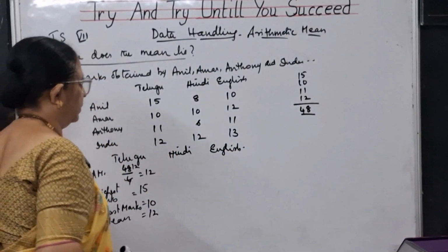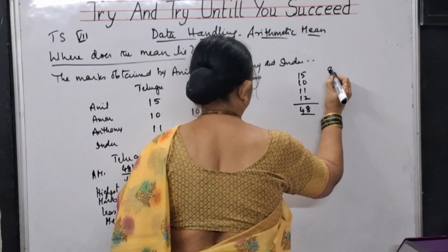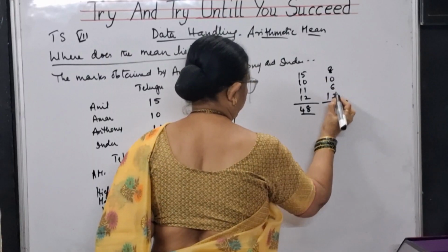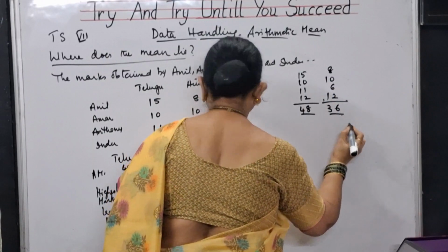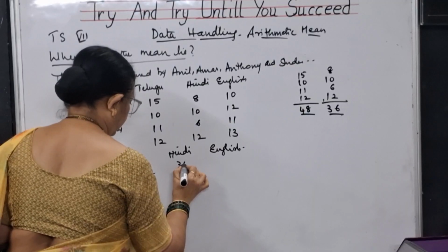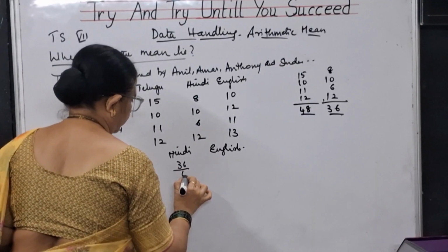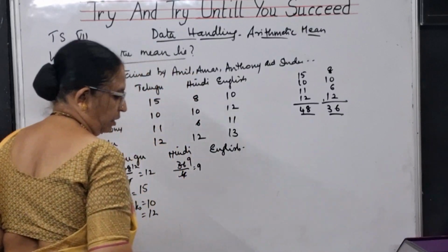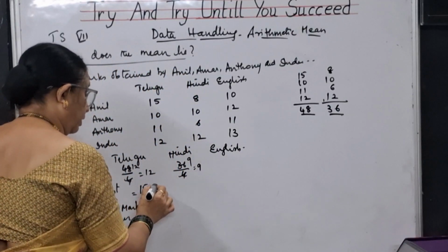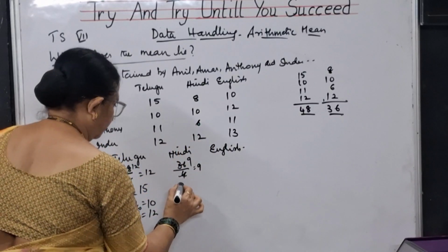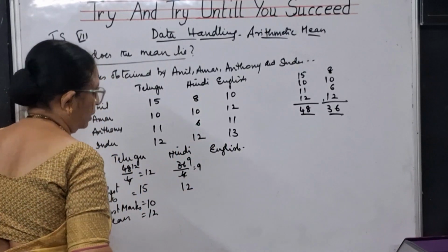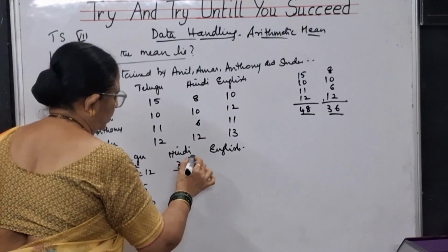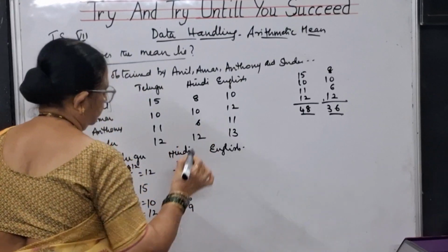Similarly, Hindi: 8, 10, 6, 12. That adds up to 36. So 36 by 4, that is 9. Now the highest marks in this are 12, and the least marks are 6, and the mean is 9.